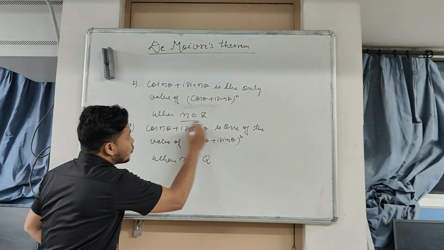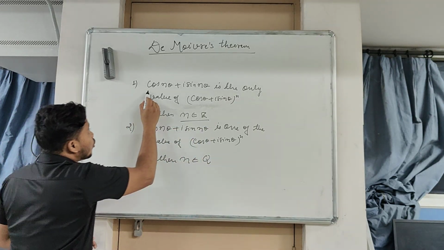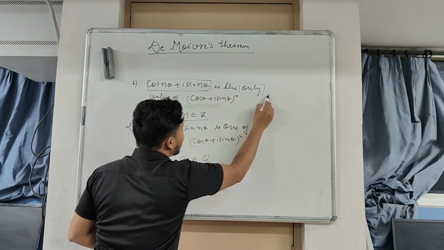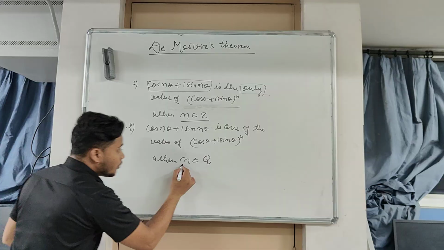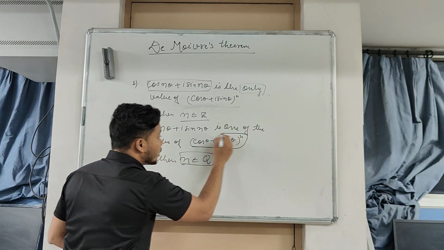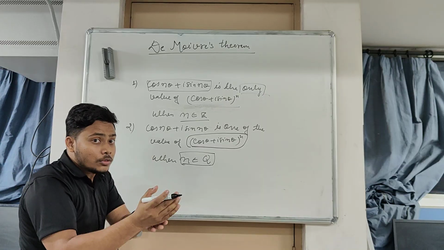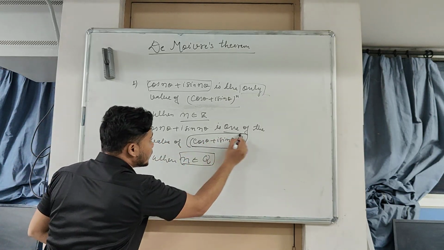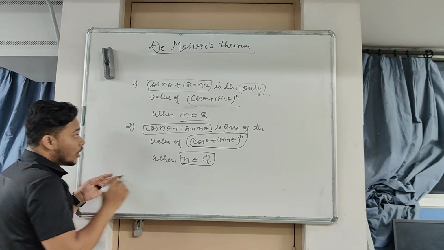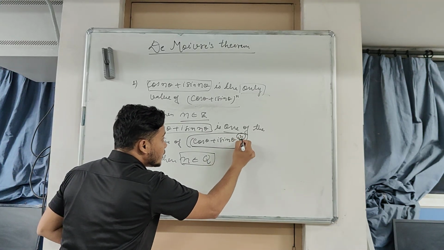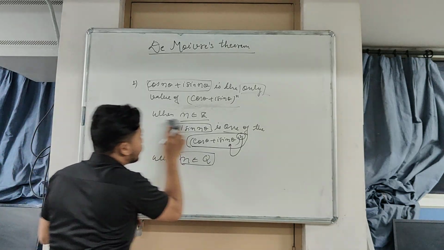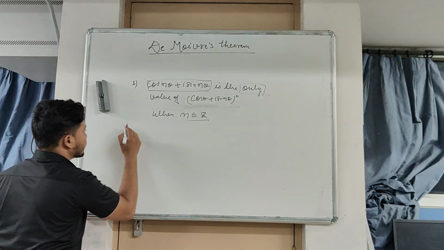See, when n belongs to the set of integers, then cos n theta plus iota sin n theta is the only value of this. But when n belongs to the set of rationals, then (cos theta plus iota sin theta) whole power n has more than one value, of which one value is cos n theta plus iota sin n theta. Here what we are doing is just multiplying the power with the angle theta. Now let us see the proof for this theorem.